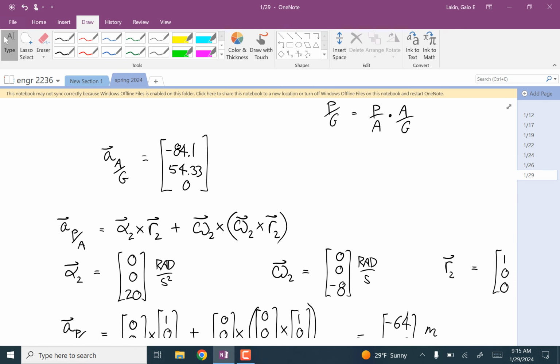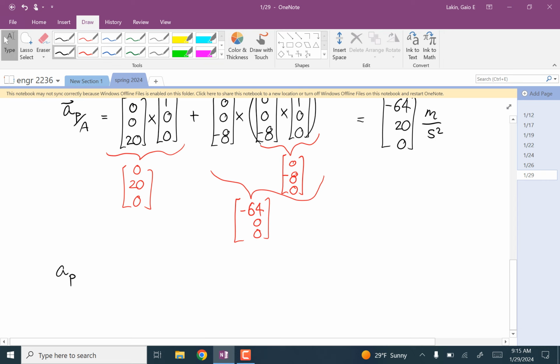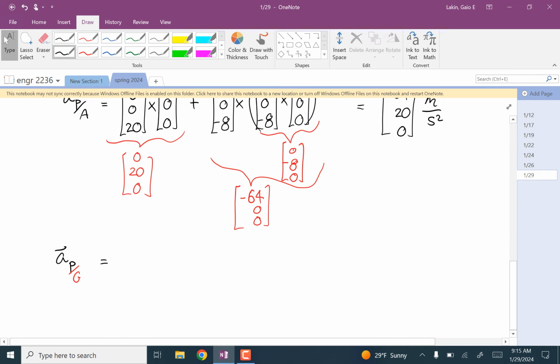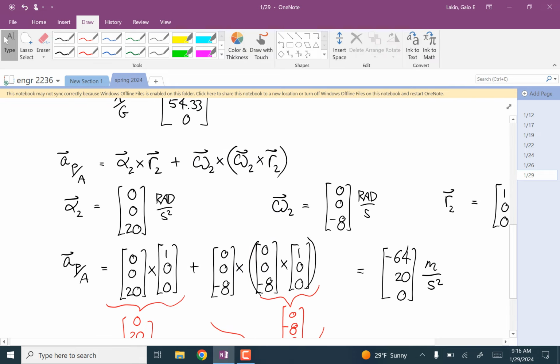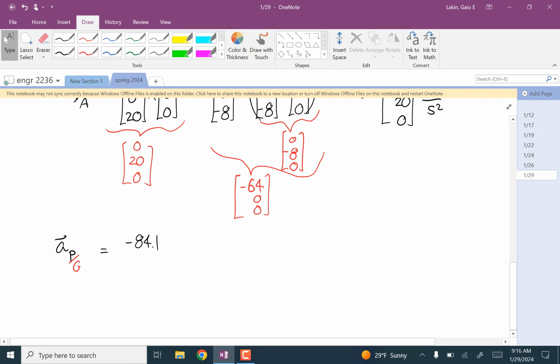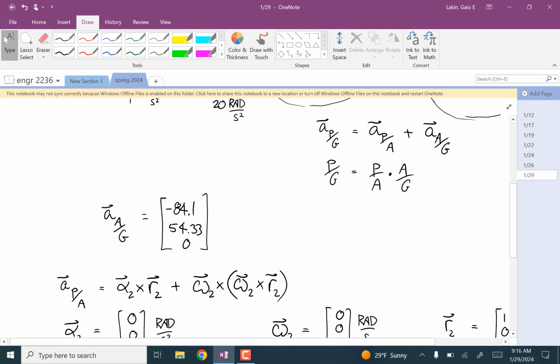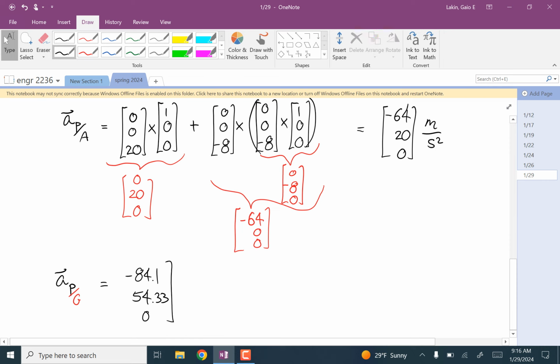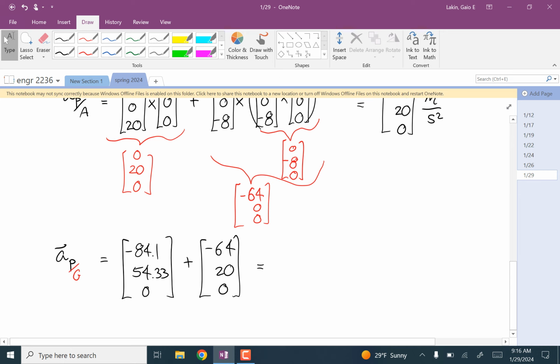And so now put these two things together. The total acceleration of that point P, you can also think of that as the acceleration of P relative to G, is -84.1, 54.3, 0 plus -64, 20, 0. So you get -148.1, right? 74.3, 0.